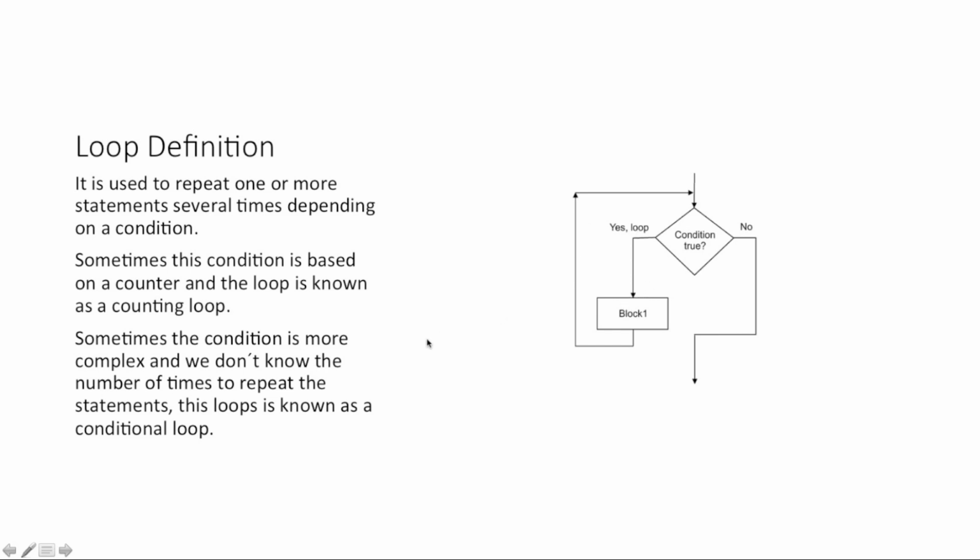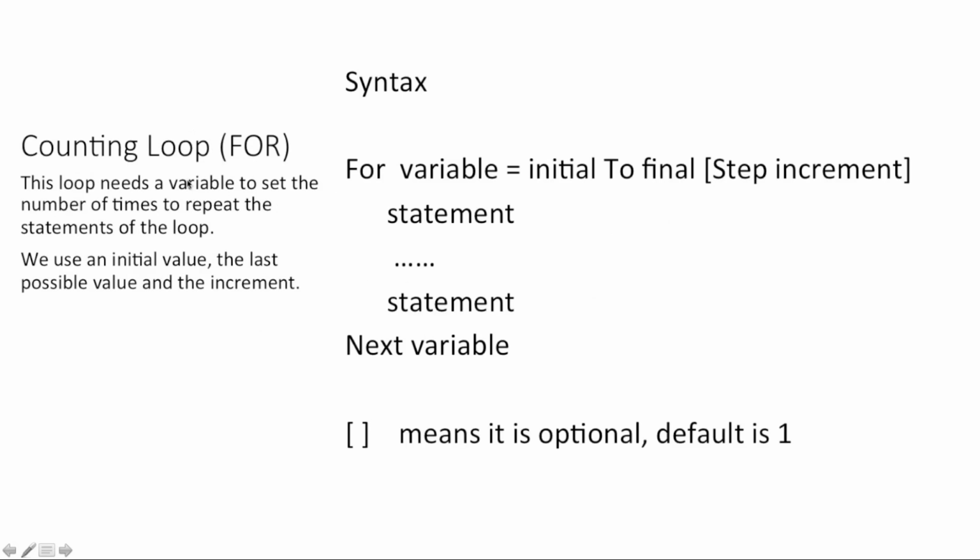In Visual Basic we could use the for loop. The for loop is when you know the number of times this block of statements will be repeated. So we have a variable that is very important. That variable will be initialized by a value, and for that group of statements, that variable goes from the initial value to a final value with an increment that is optional because the default value is 1.